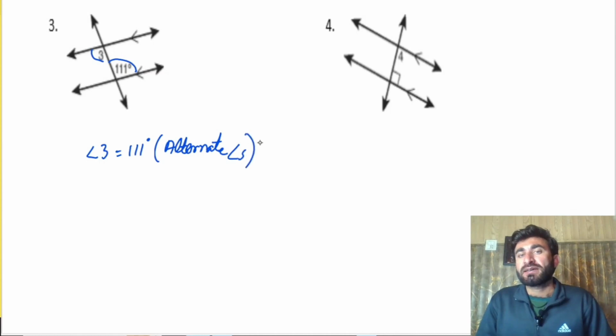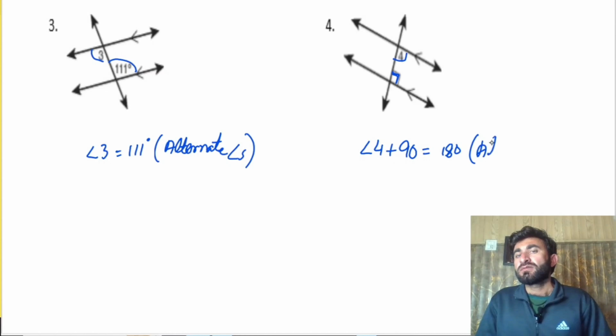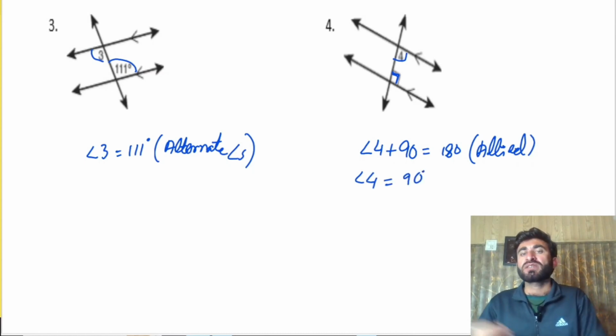Okay, alternate angles. Similarly, we can see that angle number 4 and the mentioned right angle, they are actually allied angles. So we can say that angle 4 plus the right angle, that is 90 degrees, is equal to 180 because they are allied angles. Okay, being allied, their sum will be 180. So it makes angle 4 also a right angle, 90 degrees, because 90 is being subtracted from the other side and it comes 90 degrees as well. So angle 4 is also a right angle.